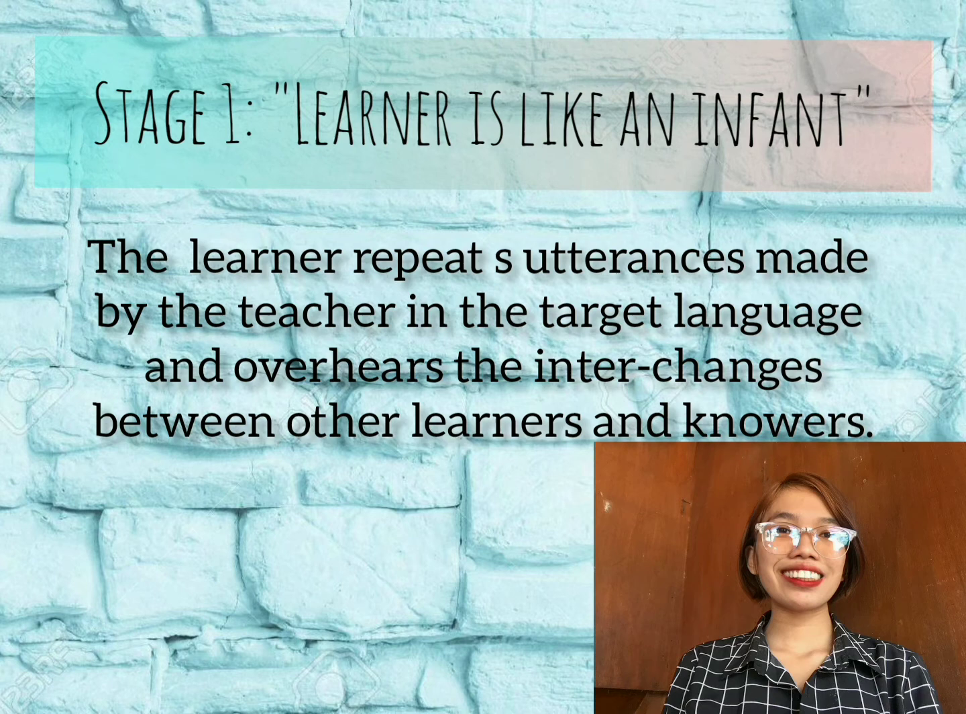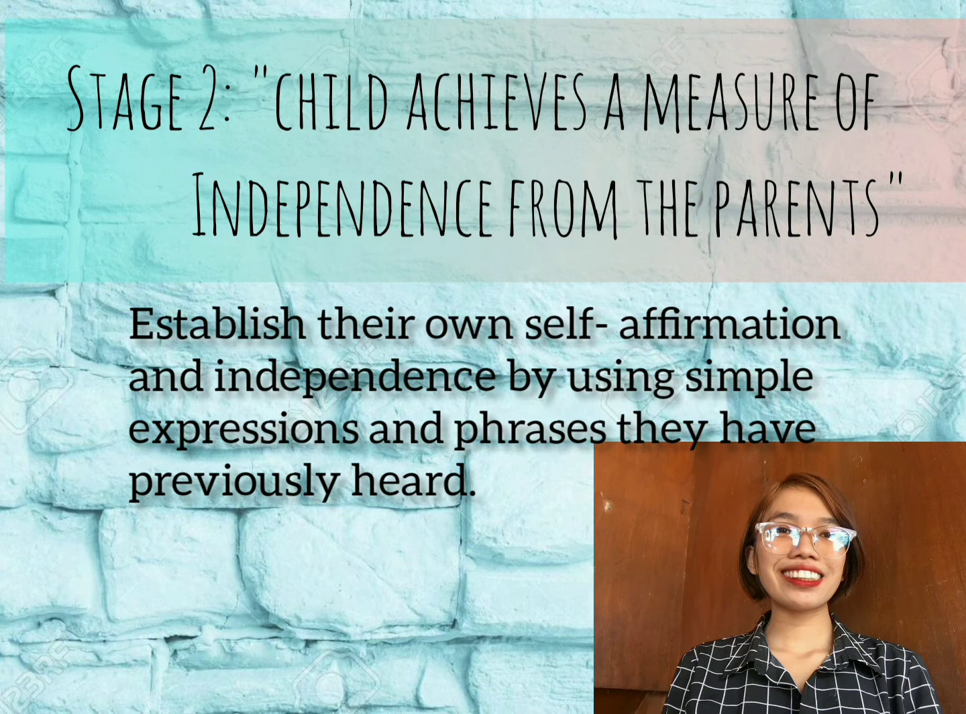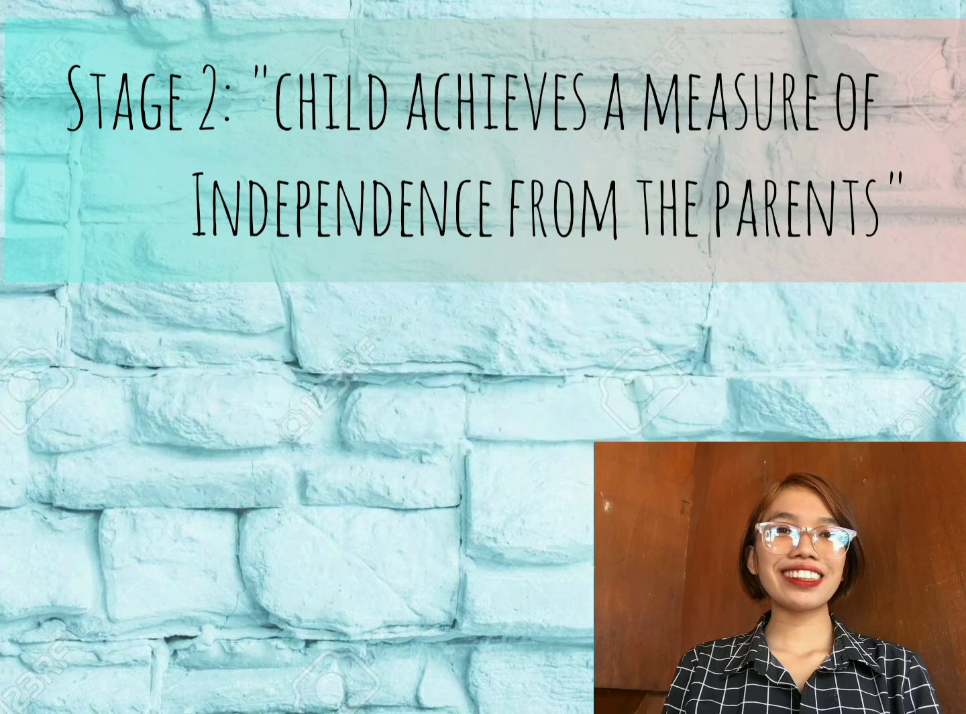So the learner repeats utterances made by the teacher in the target language and overhears the interchanges between other learners and knowers. So in stage 2, the child achieves a measure of independence from the parent. So learners begin to establish their own self-affirmation and independence by using simple expressions and phrases they have previously heard.